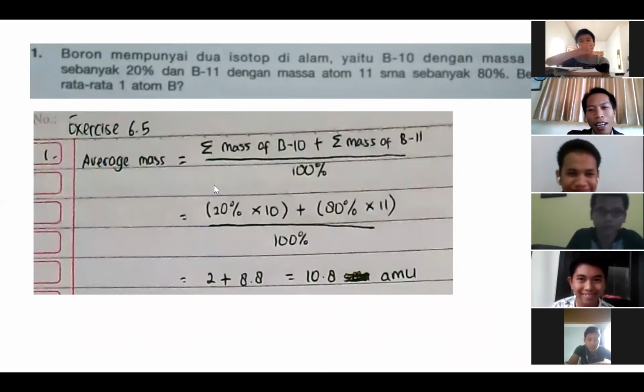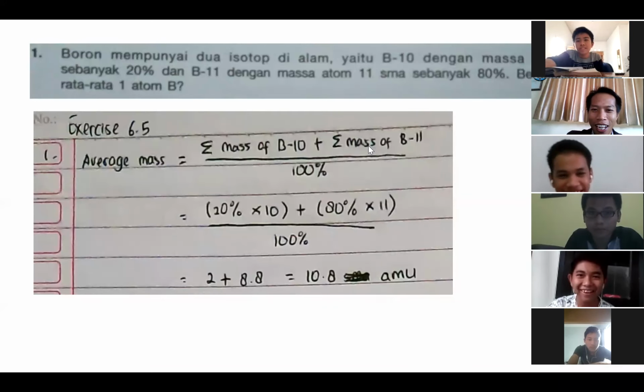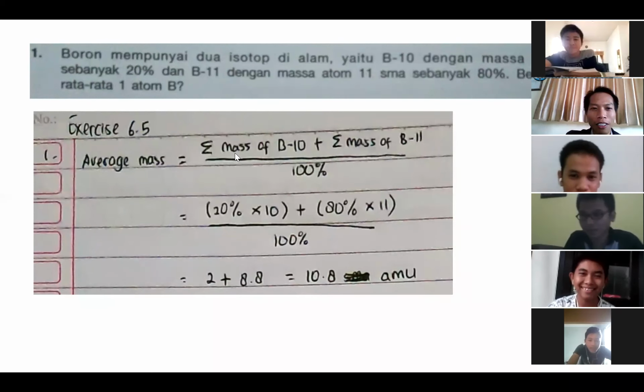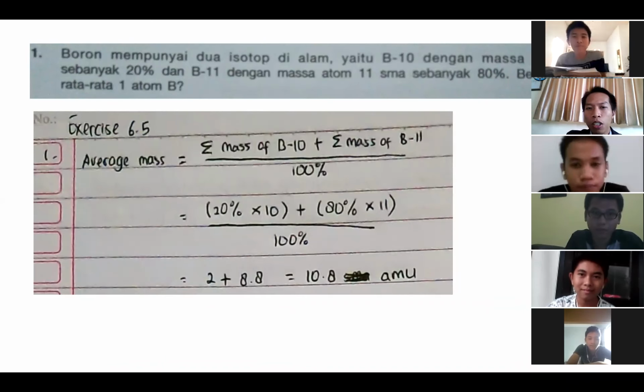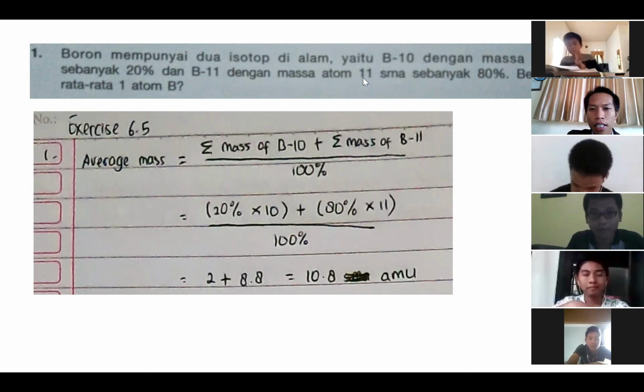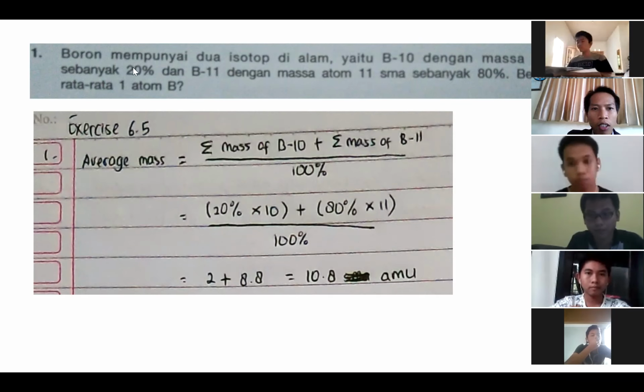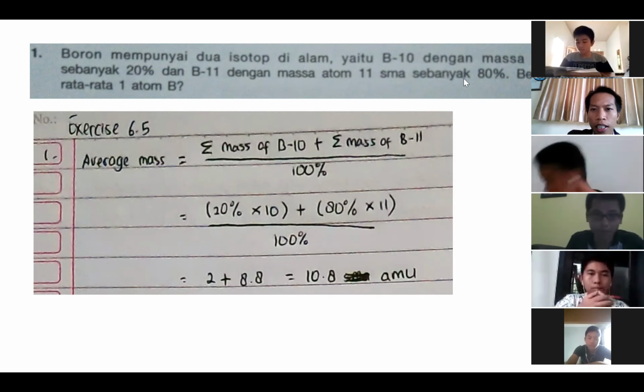Okay, I took some of the answers from your friend. Maybe you understand whose handwriting this is. I got some of your friend's handwriting and a good explanation, so we can take advantage of it. The question was this: boron has 2 isotopes, boron 10 and boron 11. Boron 10 is 10 AMU and boron 11 is 11 AMU. Boron 10 is 20%, boron 11 is 80%.